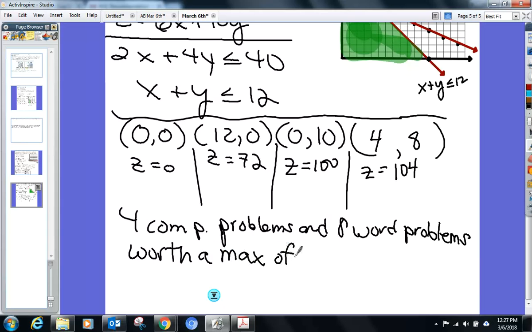How many total points could you get then? If I answer 4 computation and 8 word problems? 104 points. So 104 points total. Go home, dust that snow off some of your sherbs, and you'll be fine.